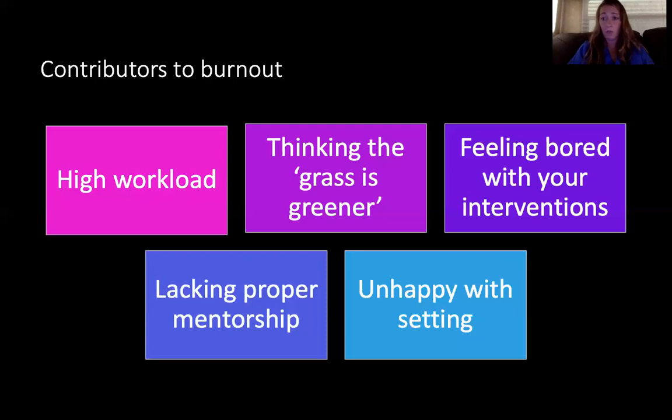All right, and number 5, the final contribution to burnout as an occupational therapist is being unhappy with your setting. Jumping into the first setting you can get your hands on can sometimes contribute to burnout.